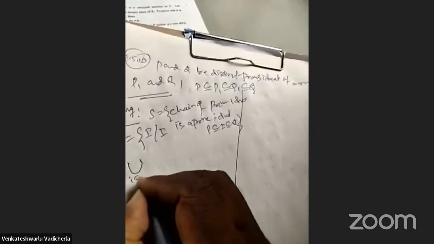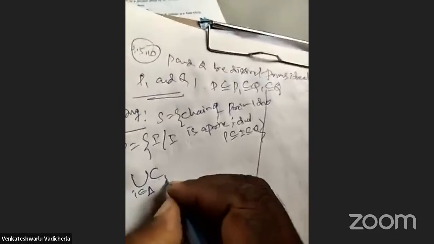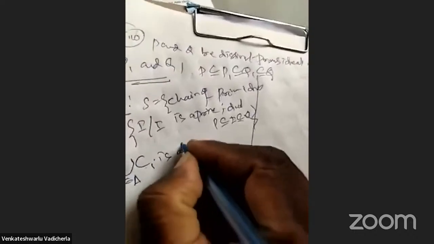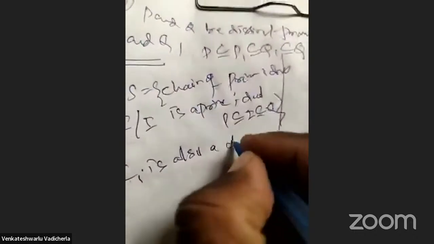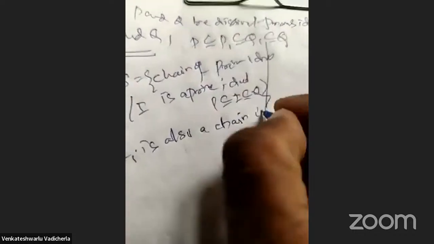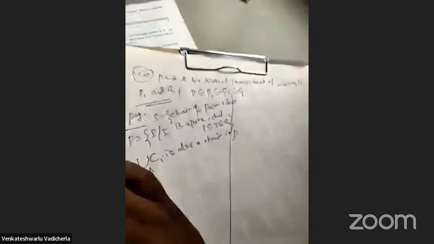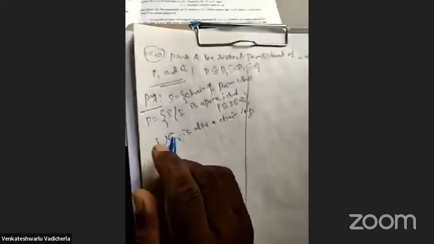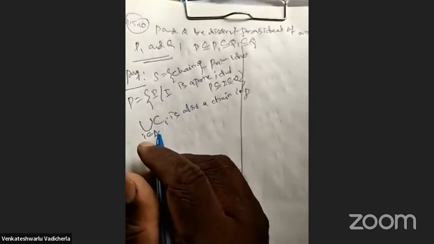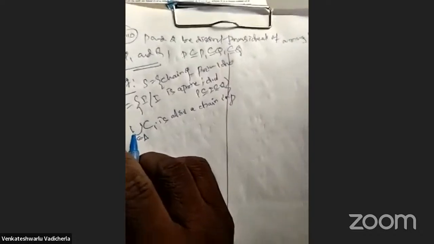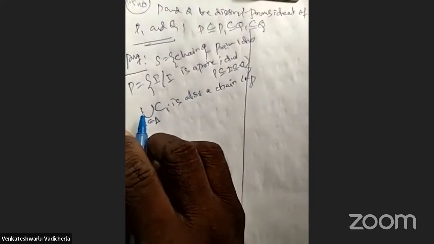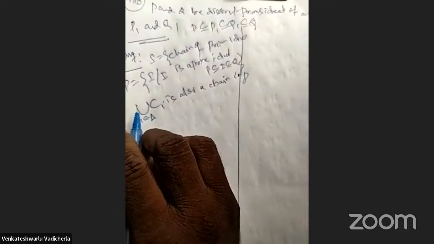In S, the arbitrary union of the Ci is also a chain in P. Hence, applying Zorn's lemma: Zorn's lemma says that a chain has a maximal element.